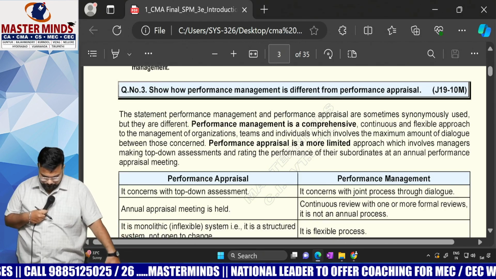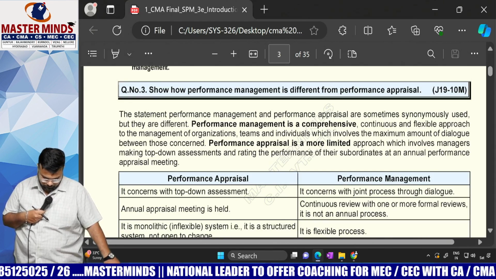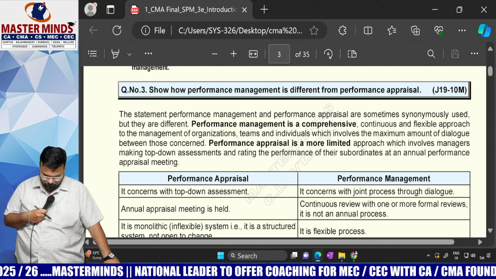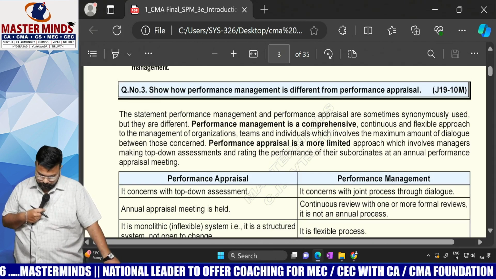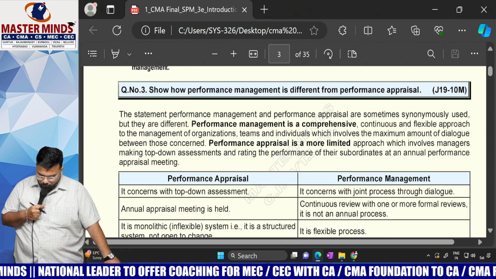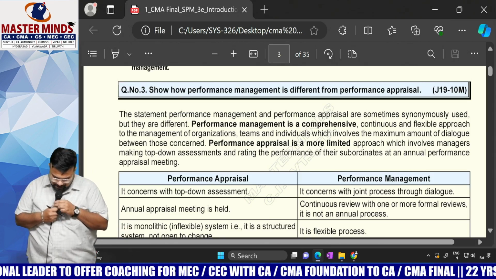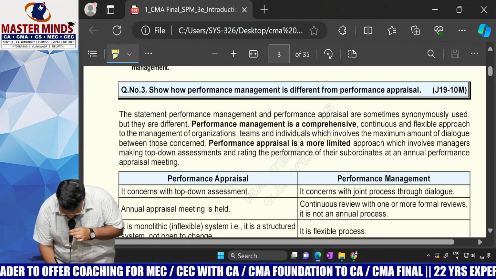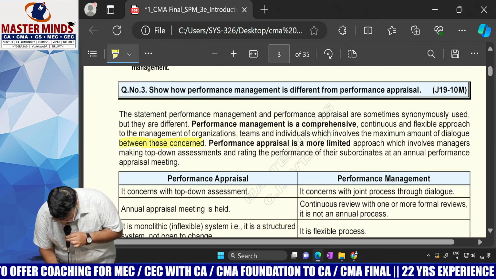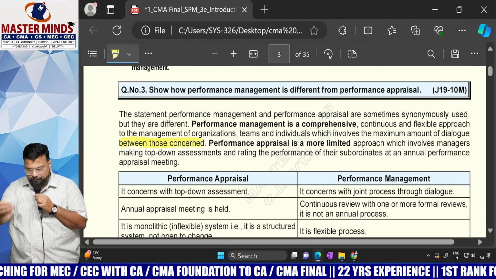Performance management is a comprehensive, continuous and flexible approach to the management of organizations, teams and individuals, which involves the maximum amount of dialogue between those concerned. What do you mean by involvement of dialogue between those concerned here? Which parties are concerned, Nana? Two parties. Who are those? Appraiser and appraisee. Both have to sit together.